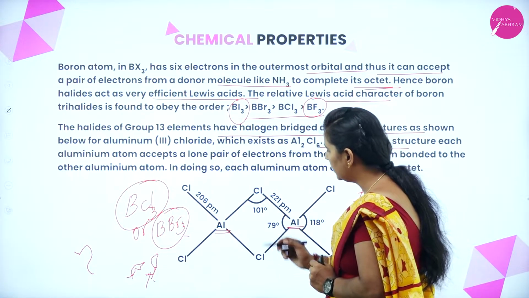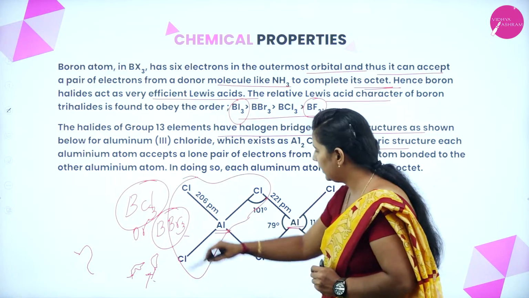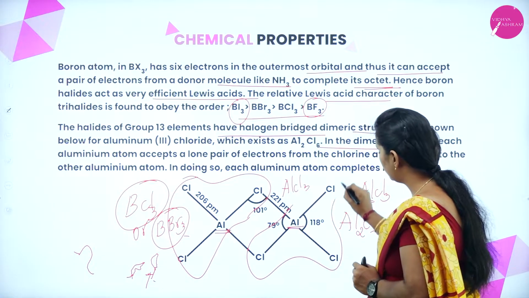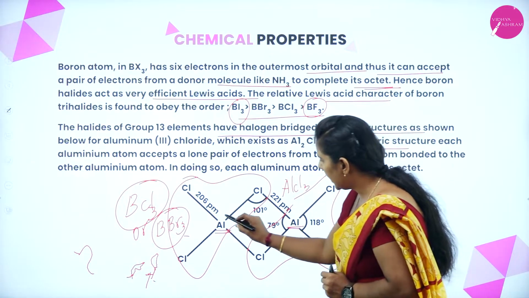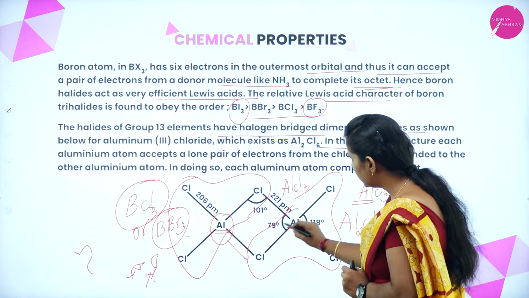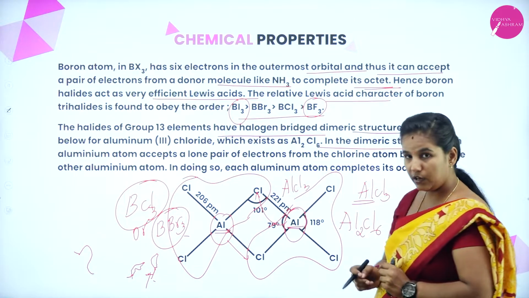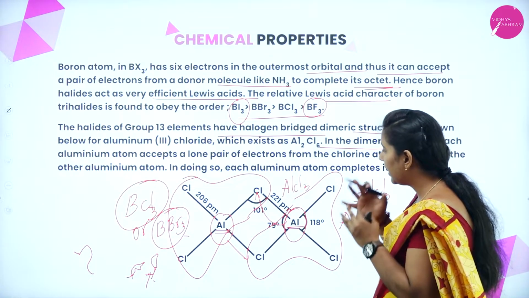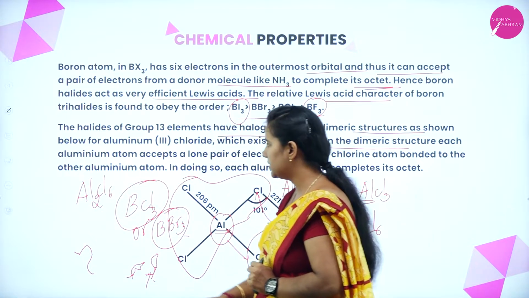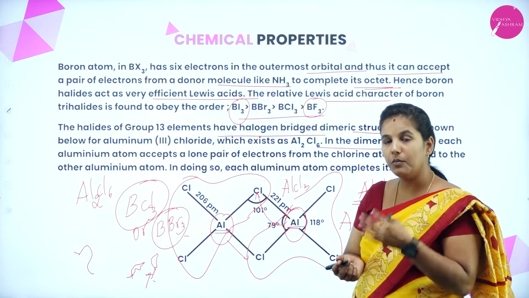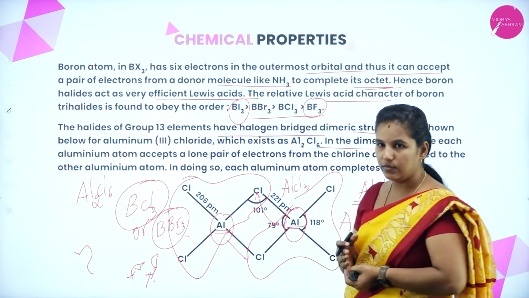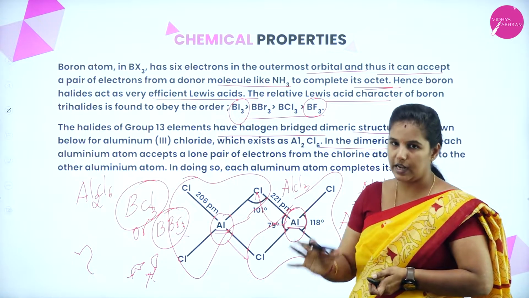Each aluminium atom, you can see this is one AlCl3 and there is one more AlCl3. This aluminium atom can accept one pair of electrons from the neighboring chlorine atom. Similarly, this aluminium atom can accept one pair of electrons from the neighboring chlorine atom. Thereby it exhibits a dimeric structure, hence it is written as Al2Cl6. Why does it exist in a dimeric form? Because, in order to get a stable octet structure, the group 13 halides exist in a dimeric form.